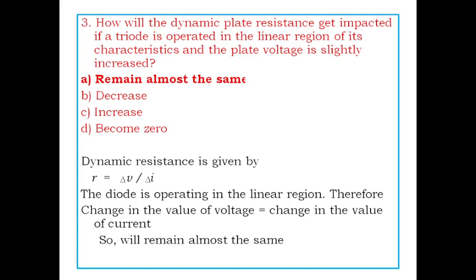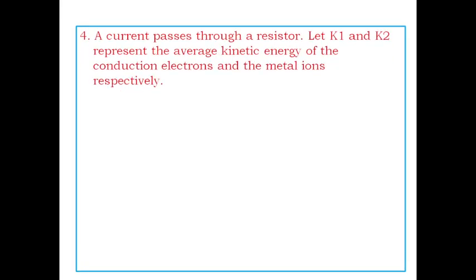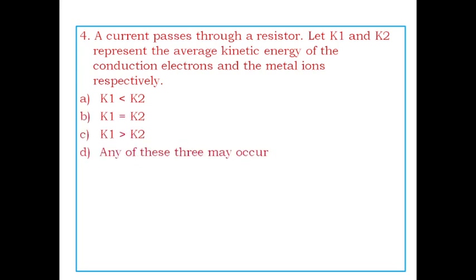Let's begin with the next question here. A current passes through a resistor. Let K1 and K2 represent the average kinetic energy of the conduction electrons and the metal ions respectively. Now the question is, which one is greater: K1, K2, or are both equal?